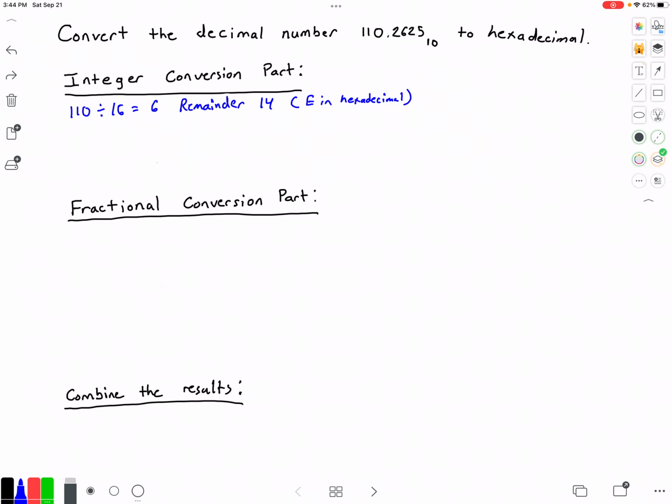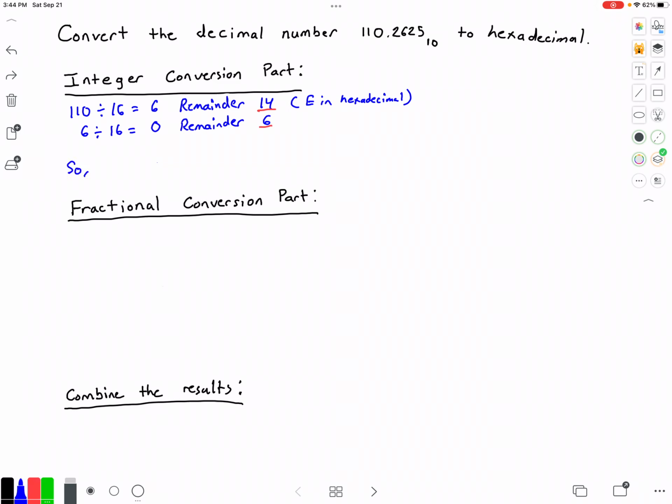All right, next we're going to take that 6 and divide it by 16 and we get 0. So this tells us that we're done, right? But I need to write down that remainder. So we get 0 with a remainder of 6. Okay. And the important parts again are the remainders, 14 and 6.